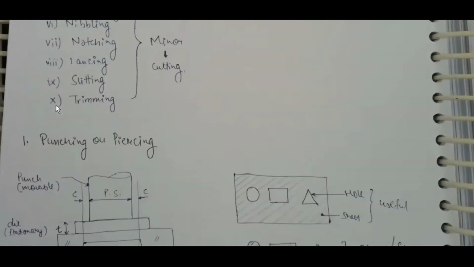Types of sheet metal operation: punching, blanking, deep drawing, bending, perforating, nibbling, notching, lancing, slitting, trimming. These are all minor cutting. These four are major. Punching, blanking, and cutting are cutting processes, while deep drawing and bending are forming processes.